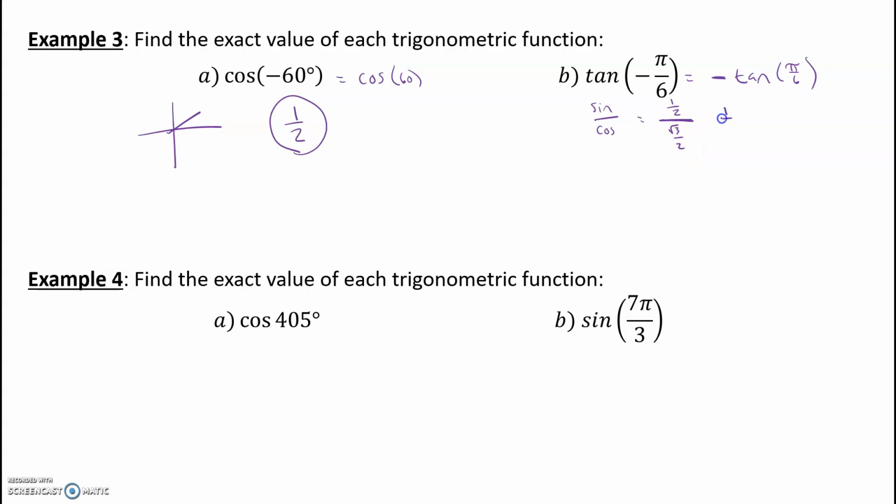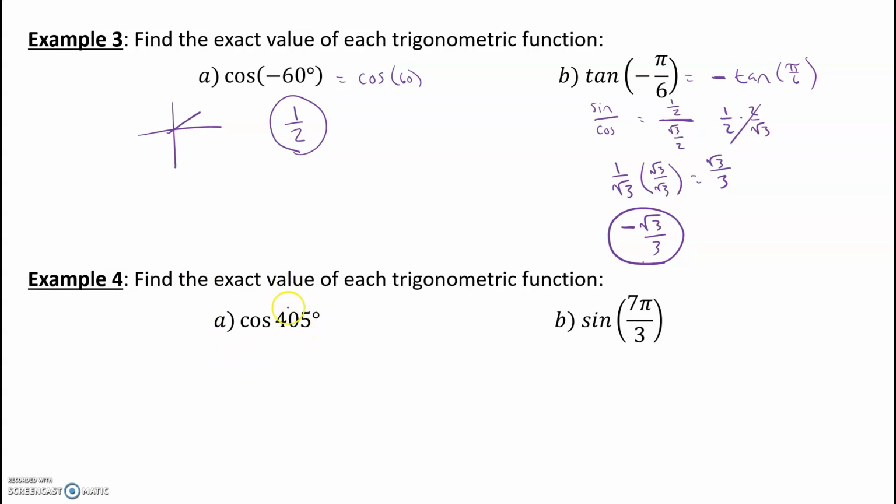So we're going to do a keep change flip. All right, multiply by the reciprocal. So we have 1/√3, and we're going to go ahead and rationalize with √3/√3. So we get √3/3. So we know that the tangent of -π/6 is the opposite of the tangent of π/6. The tangent of π/6 is √3/3, so our answer would be -√3/3. Again, we did all this yesterday, so you can always go back to what we did yesterday as well.